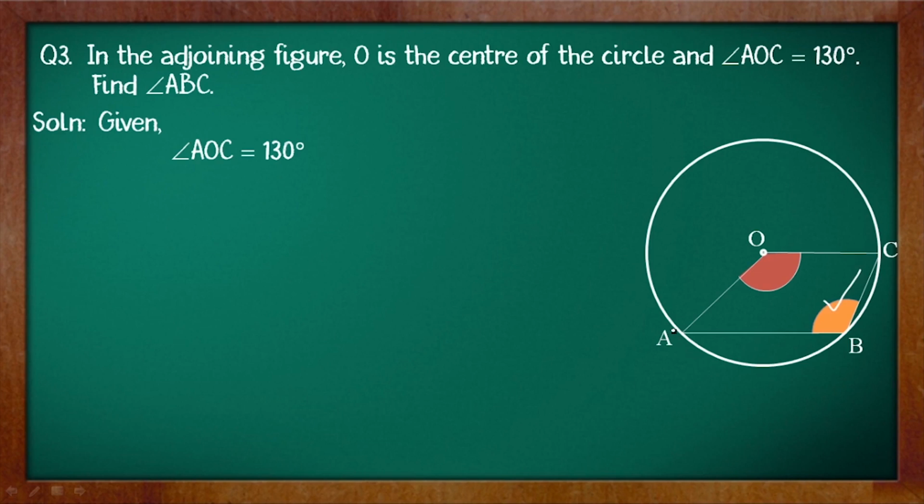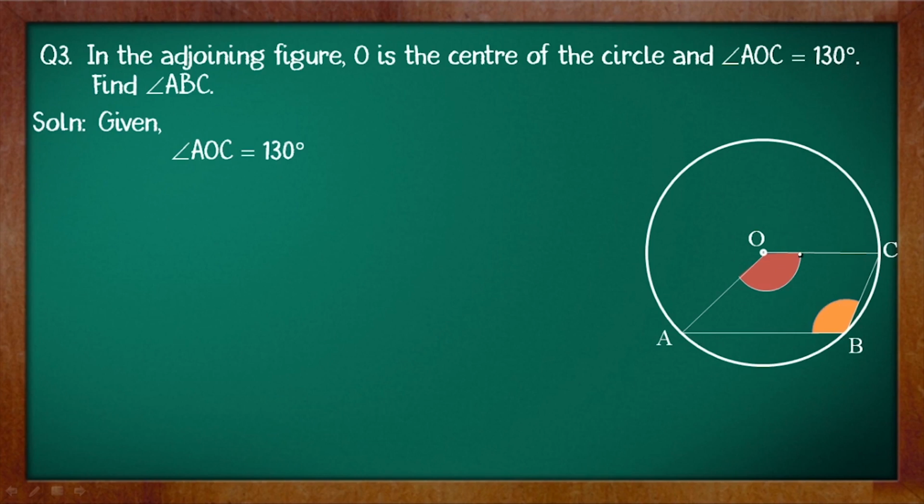Now to find the value of angle ABC, we must know the angle at the center on this side. No, we will not be using angle AOC, rather we will be using reflex angle AOC. Why? Because this angle ABC should be in the remaining part, so the angle at the center should be on this side, so we will be taking the help of reflex angle AOC.